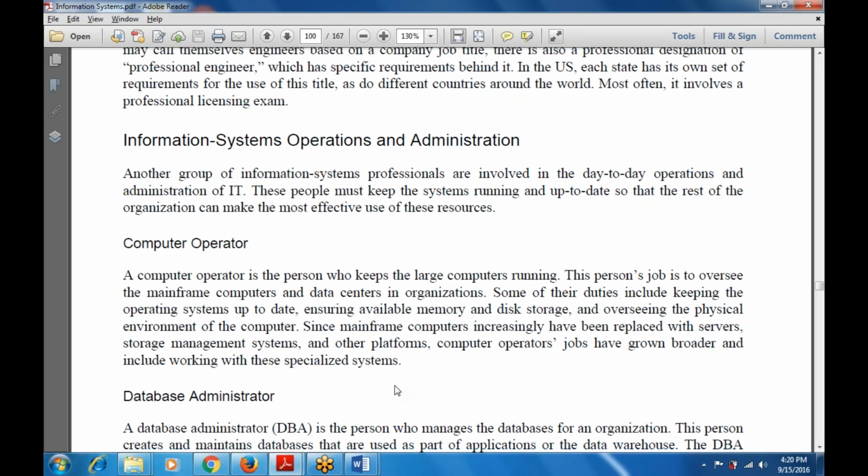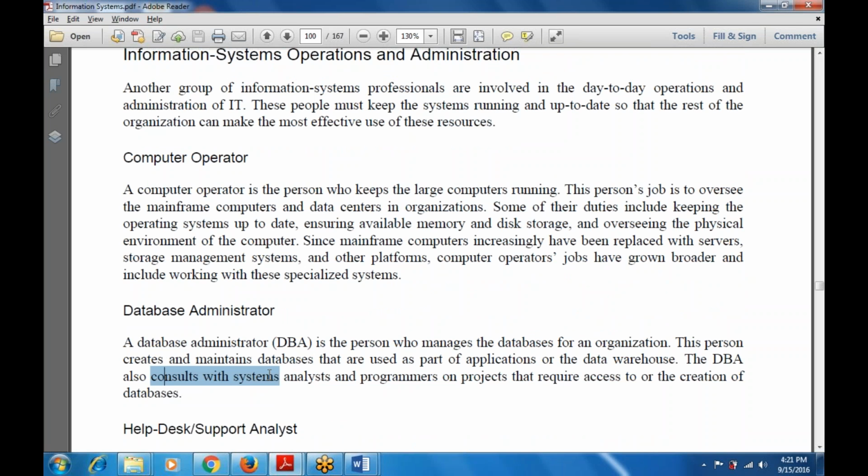And this person creates and maintains the databases that are used as a part of the applications of the data warehouse. The DBA also consults with the system analyst and the programmers on the projects that require access to or the creation of the databases.